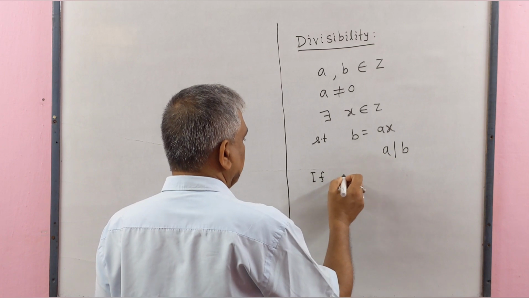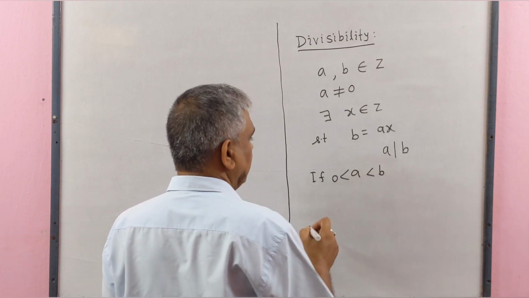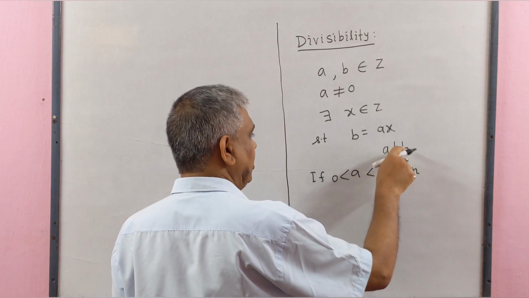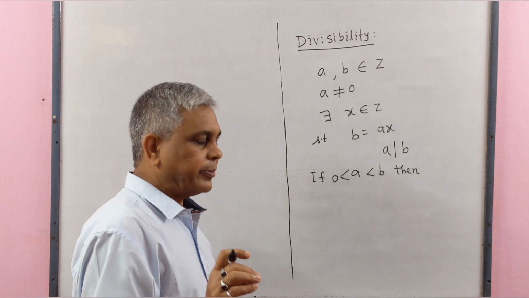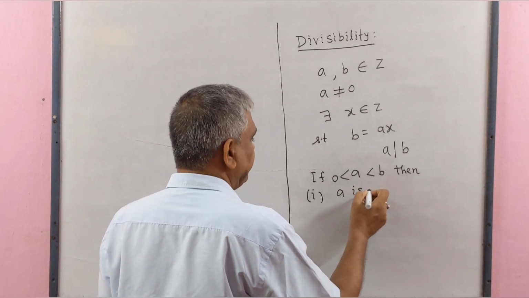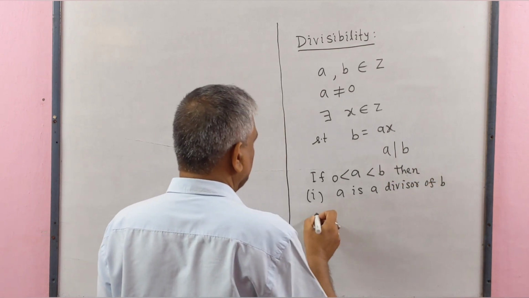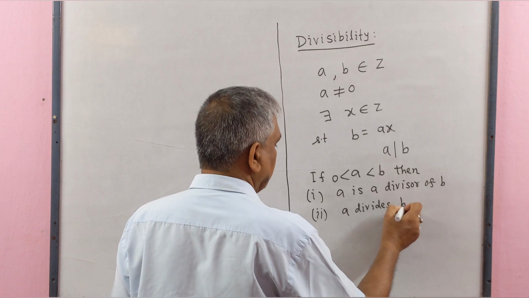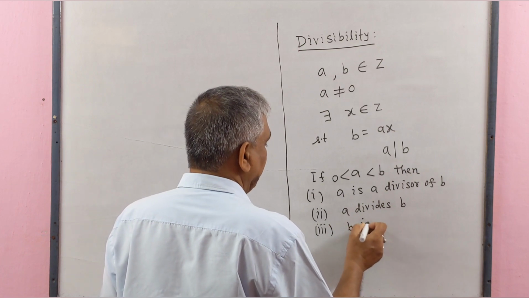If A is greater than 0 and less than B, then we say that A is proper divisor of B. We call this concept by number 1, A is a divisor of B. Number 2, A divides B. Number 3, B is a multiple of A.